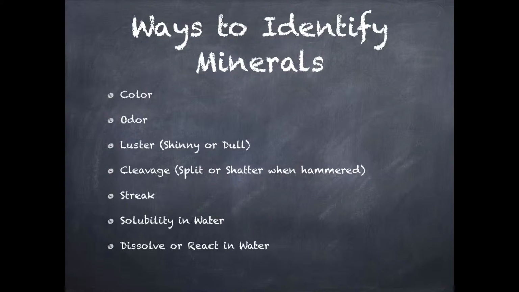A better way will be luster. Is it shiny or dull? So it's one or the other usually. Cleavage. Remember, this is the way the mineral will split, or will it shatter when it's hammered. So different ones have different types of cleavage. The streak, this is what happens when you basically draw the mineral across to leave a mark. Solubility in water, does it dissolve or do different things in water.